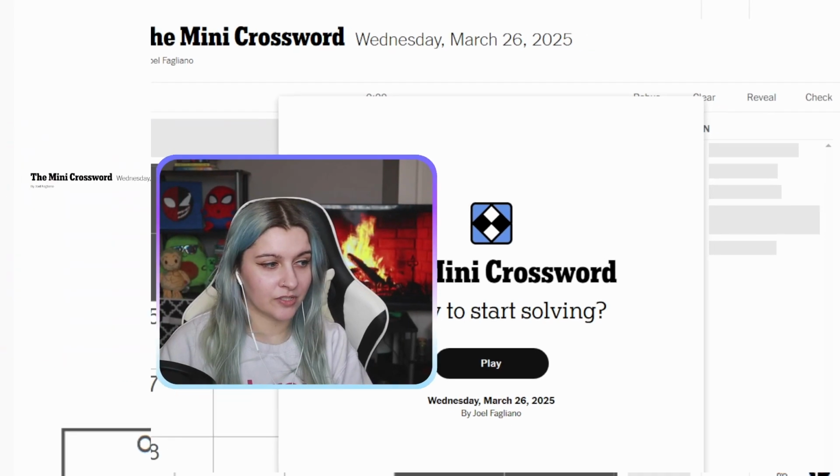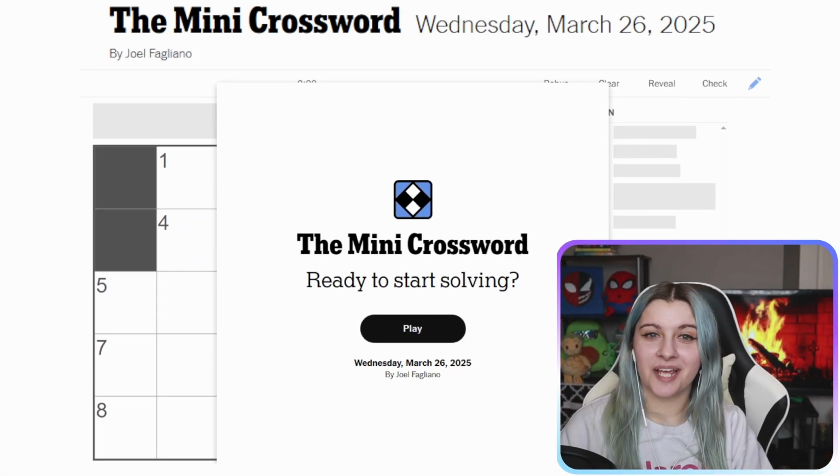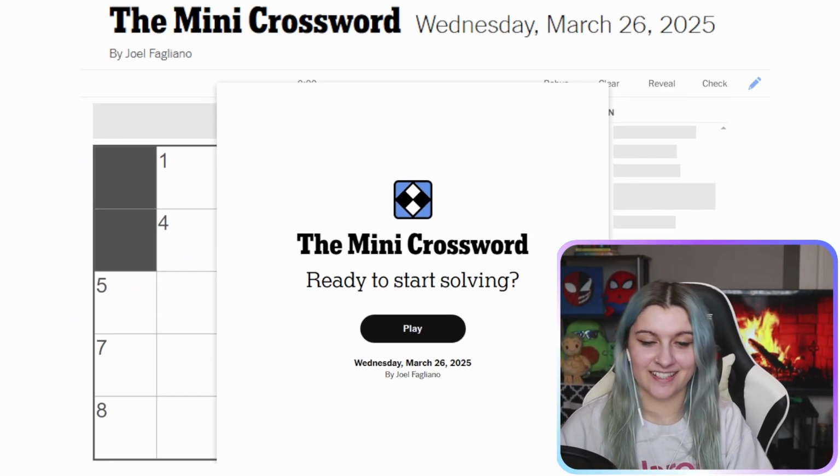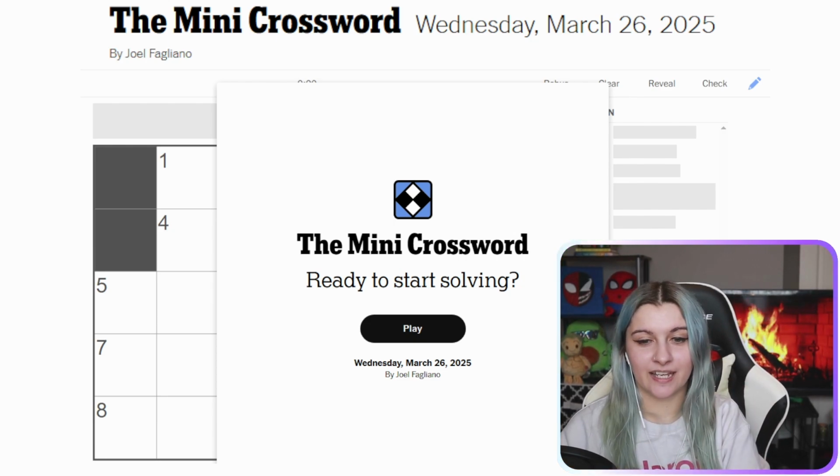Okay, I forgot to switch this over, so I'll just click the button. New York Times Mini for Wednesday. This is going to be excellent. We're going to get it in less than a minute today. It's going to be fantastic.